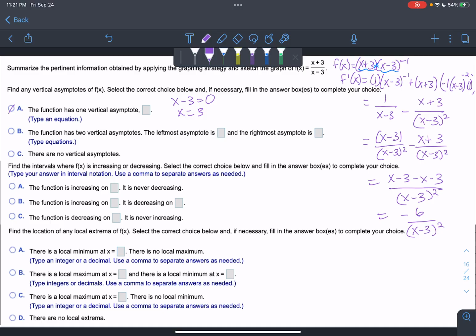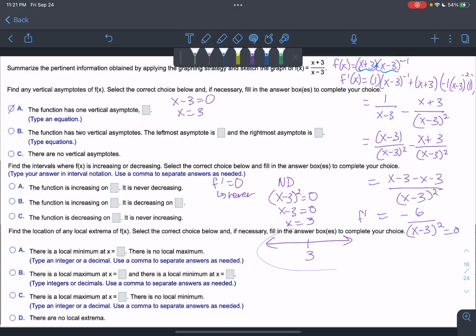So for increasing, decreasing, let's find our partition points. That's where f prime of x is equal to 0, or it does not exist, not defined. Never going to be 0, right? Because I got this negative 6. There's no x in the numerator. All right, it will be undefined when my denominator is equal to 0. So when I have this quantity, x minus 3 is equal to 0, or when x equals 3. So those form my partition points, or point. Move that down a little.